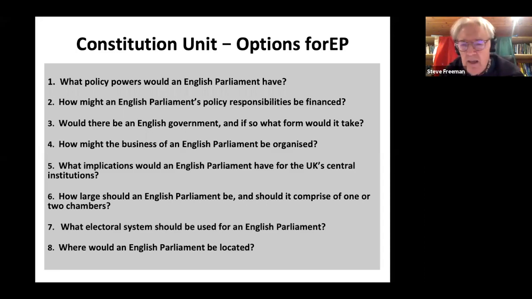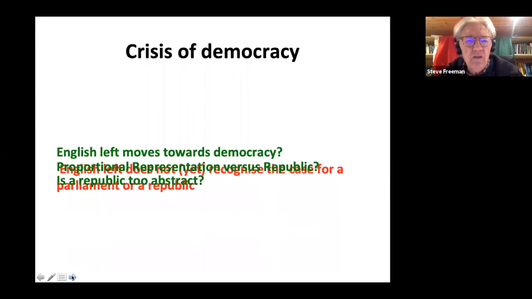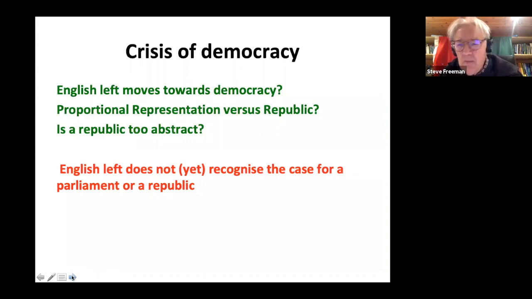So my last slide is this. I'm going to end here, comrades. Crisis of democracy. So what I'm saying is this: I believe the English left is moving slowly towards the idea that we need more democracy.